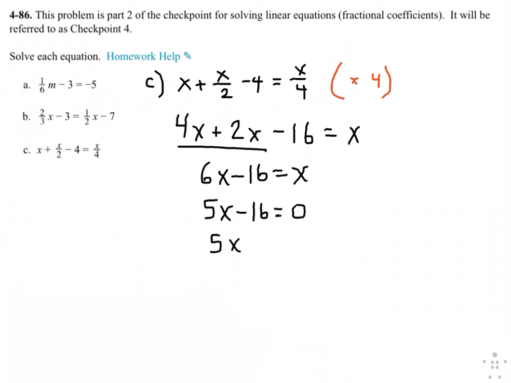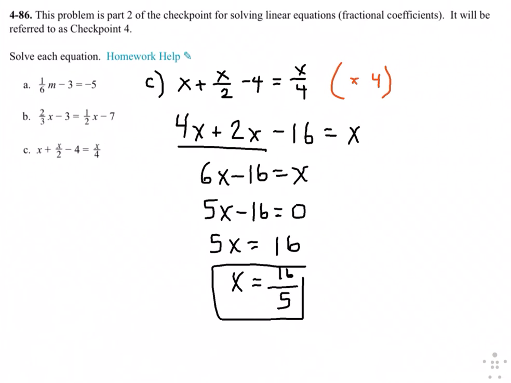Add 16 to both sides. 5x equals 16. Divide by 5, I get x equals 16/5 for C.